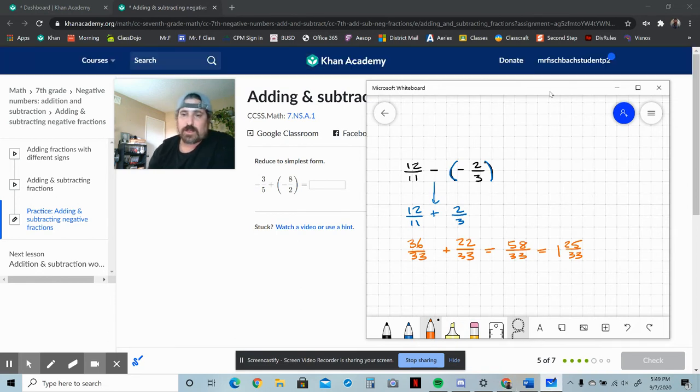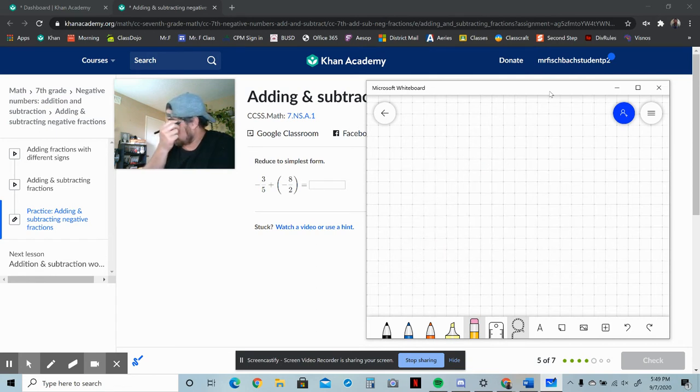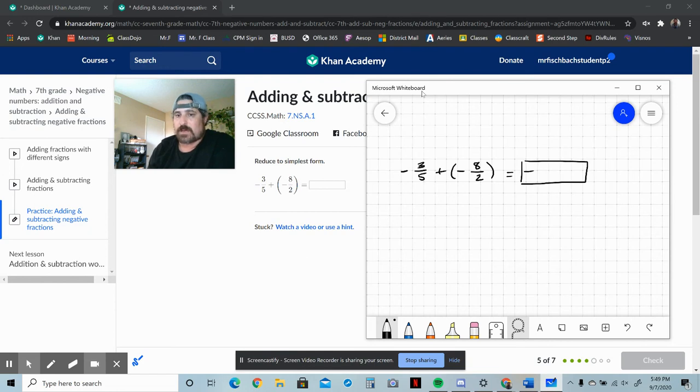The next one we're going to do is a negative plus a negative, so just get more negative, right? When the sign is the same, find the sum, keep the sign the same. So in this case, we're going to add negative 3/5 to negative 8/2. We know that they're both negative, so we're going to add them together and get an answer that's negative. So we just add them up.